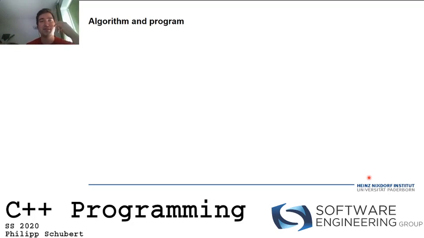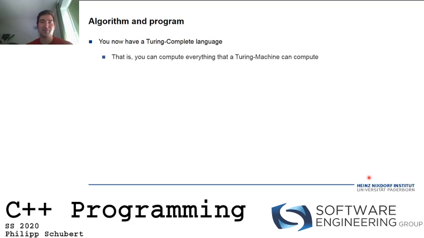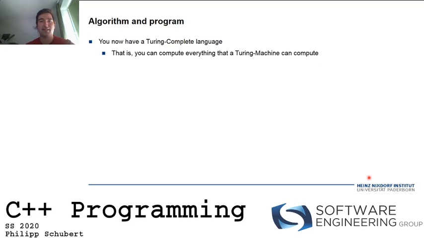So, algorithm and program. Now we have all the tools to implement some programs. So how does it all work? How does an algorithm and a program relate to each other? By now you already have a Turing complete language. What does it mean? A Turing complete language is one that can compute everything that a Turing machine can compute.